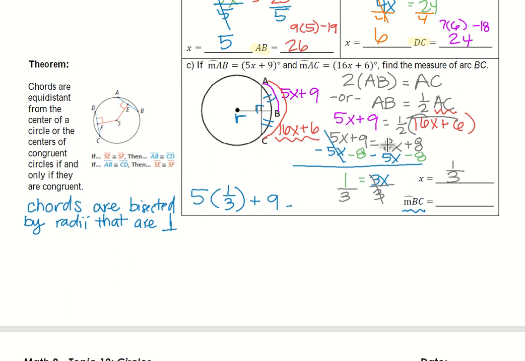So 5 times 1/3 is 5/3 plus 9 is 27/3. So that's going to be 32/3, which is about 10 2/3, or you could round it to 10.7, something like that. Okay, so that one is 10 2/3 degrees for the measure of arc BC. Or you could do it as 10.7.